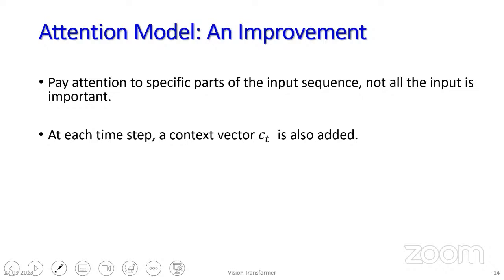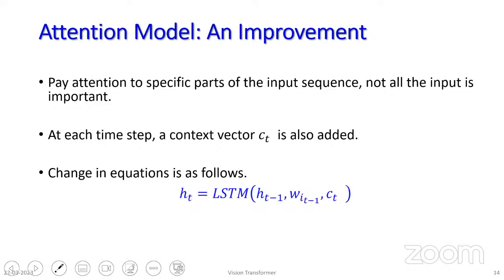So at each time step, a context vector is also added. The change in the equation is as follows. The next hidden state coming out will depend on which LSTM will process it, and it will be based on the previous hidden state from the decoder, the current word, and a context vector.